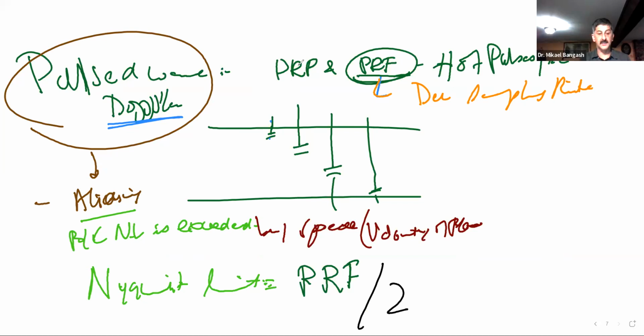But what you mainly can see from this formula here is that the Nyquist limit is calculated as your PRF divided by 2. So let's say your PRF was 4 hertz. That divided by 2 gives you a Nyquist limit of 2 hertz.